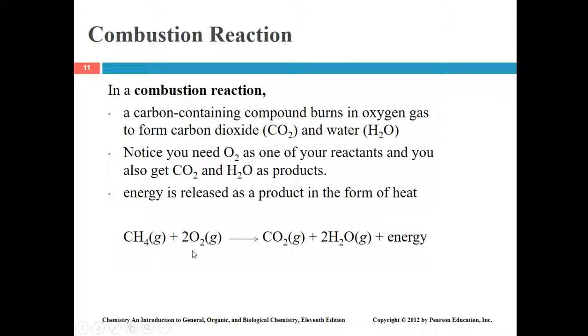So yes, we know that when you're going to burn something, we are also going to get energy. So you can include energy, but energy itself is not a compound. So if we're just writing the compounds, you don't have to write energy.